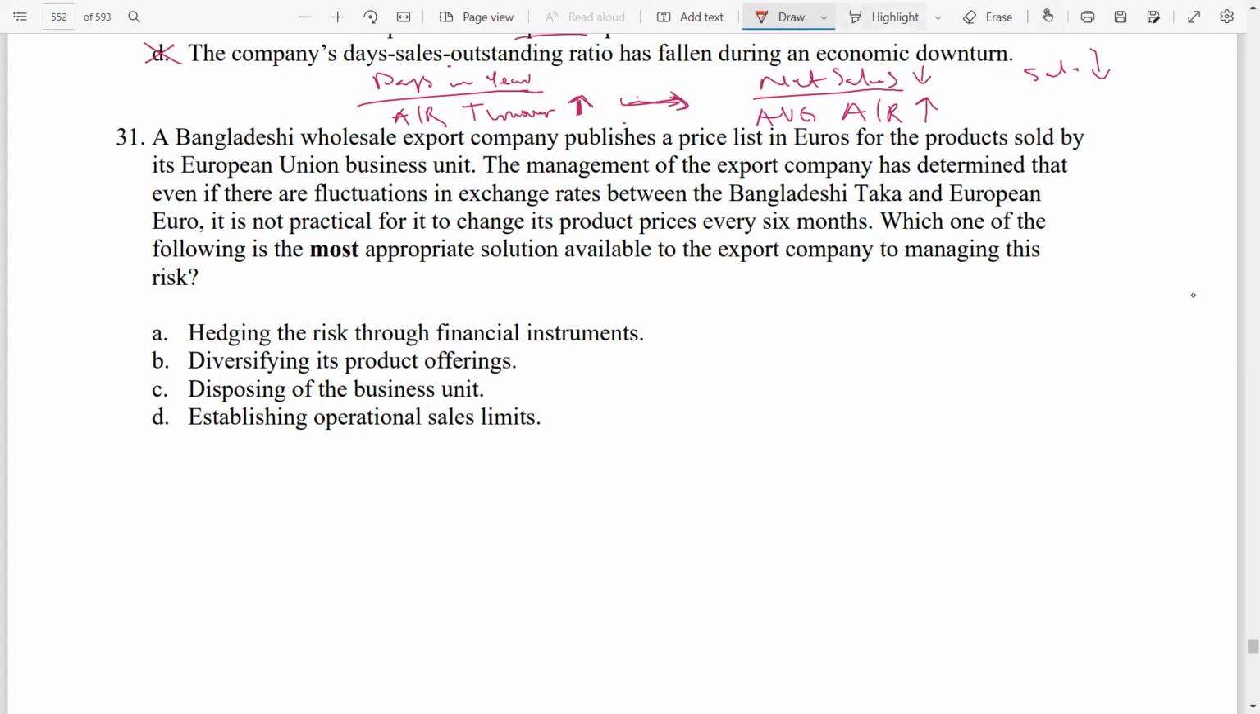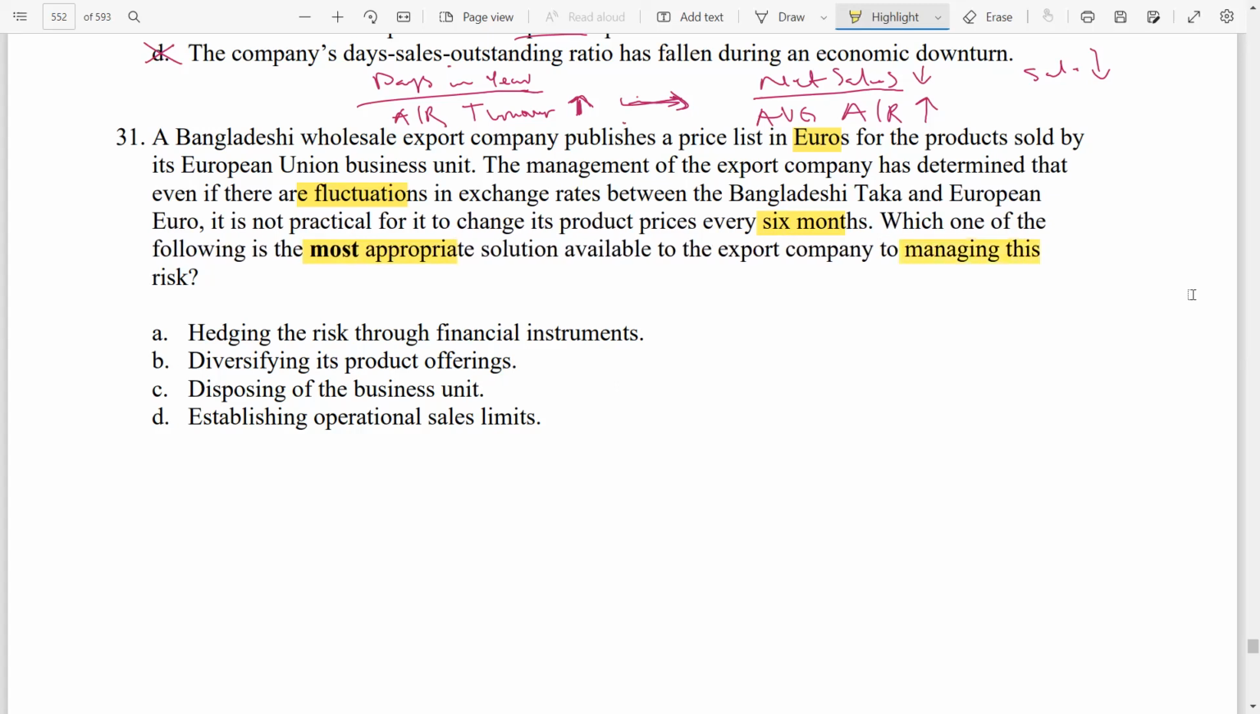Question number 31. It says a Bangladeshi wholesale export company publishes a price list in euros for the products sold by European Union. The management of the export company has determined that even if there is a fluctuation in exchange rate between the Bangladesh taka and euro, it is not practical for it to change its product prices every 6 months. Which of the following is the most appropriate solution available to the export company to manage this risk?